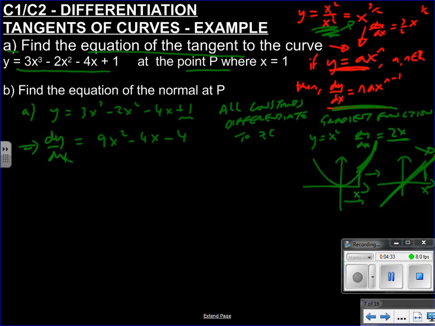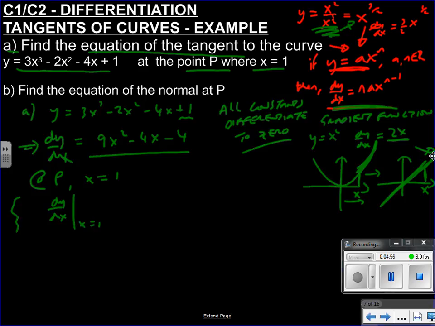Okay, really important. So, see a constant, just get rid of it. Therefore, we found the gradient function, which is a quadratic, but we want to know the specific value of the gradient at the point P. So at P, x equals 1, so we can find the gradient at x equals 1. Notice that notation there, that straight line notation. And now I can put that in. So 9 times 1 squared minus 4 times 1 minus 4 is the same as 9 minus 4 minus 4, which is 9 minus 8. So that gives us 1.